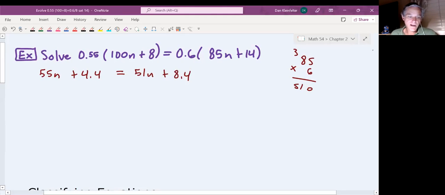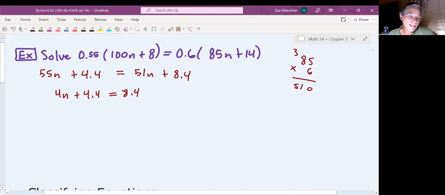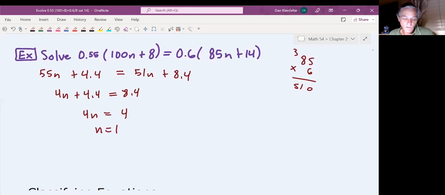Okay, so that takes care of the parentheses. So now we're going to collect variables on the left. I'm going to subtract 51n from both sides. That will leave us with 4n plus 4.4. And then on the right side, we'll have 8.4. Next, we're going to subtract the 4.4 from both sides. That will leave us with 4n is equal to 4, so that n is equal to 1.